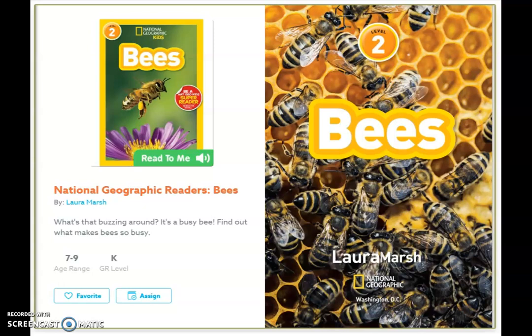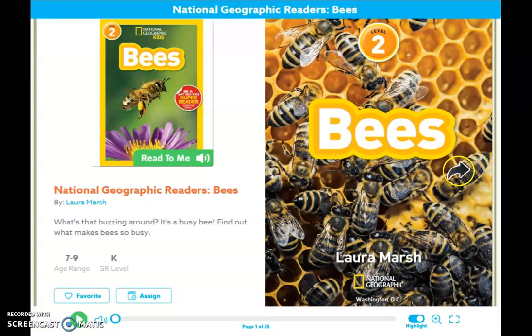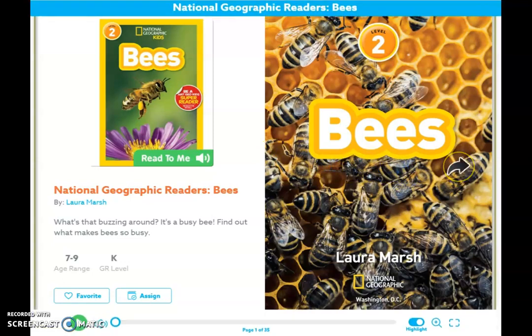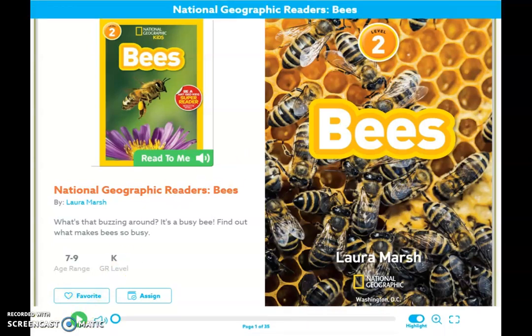So our text for today is Bees by Laura Marsh. So remember, when I'm reading nonfiction, I do not need to read the entire text. I can read certain parts of it that would interest me, things that I want to know more about the topic. So the topic of this text is bees. I'm going to go ahead and add that onto my note catcher.